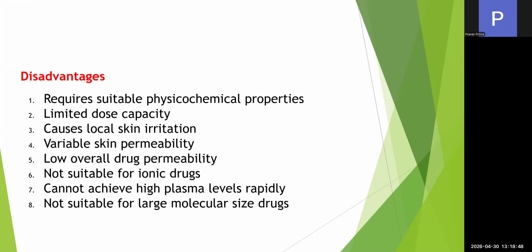disadvantages. The main disadvantages of transdermal drug delivery system are: first one is requires suitable physicochemical properties. Second one is limited dose capacity. Third point causes local skin irritation. Fourth point is variable skin permeability. Fifth point, low overall drug permeability. And sixth point, not suitable for ionic drugs. Seventh point is cannot achieve high plasma levels rapidly. And the eighth point is not suitable for large molecular size drugs.